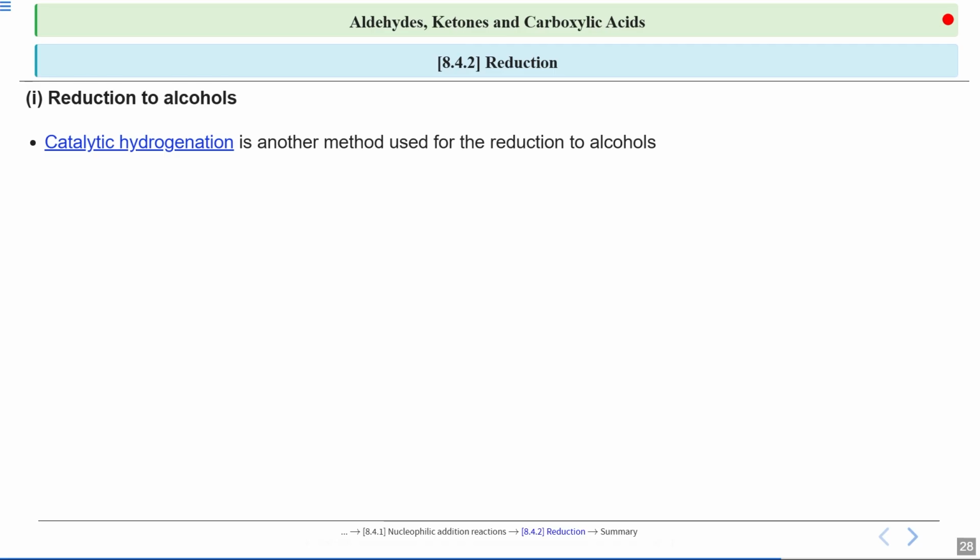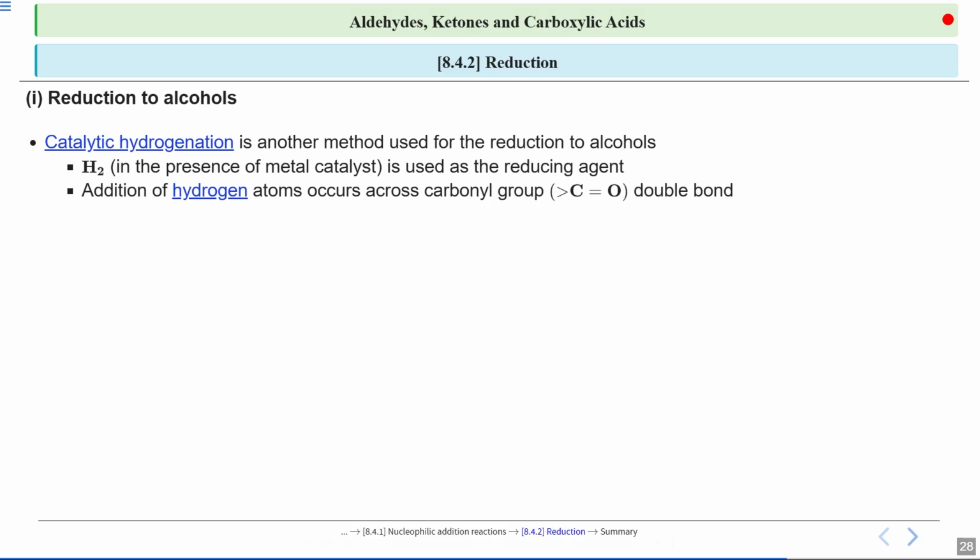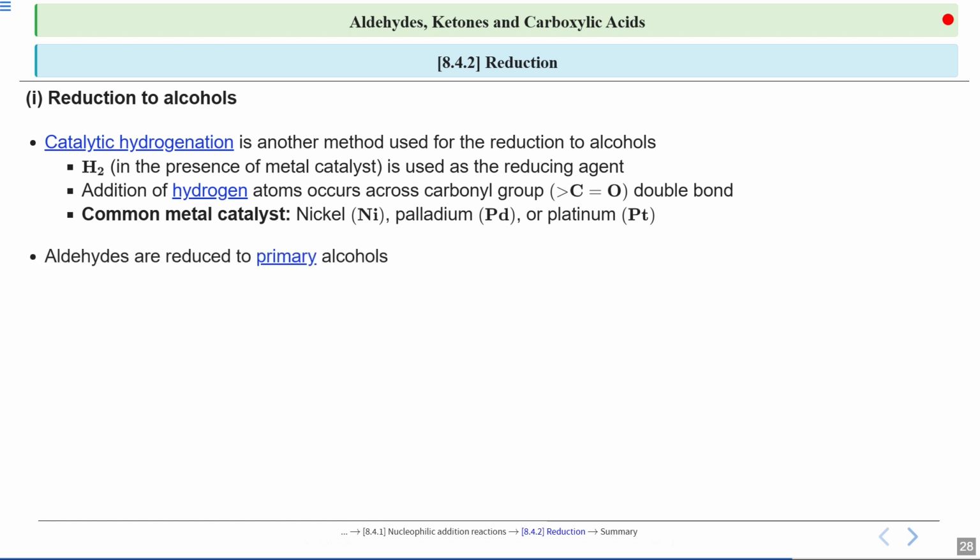Now, catalytic hydrogenation is another method which is used for the reduction of carbonyl compounds. In this, you use a catalyst to help the hydrogen molecule add to the compound. So hydrogen gas, which is H2, in the presence of a metal catalyst is used as a reducing agent. The addition of hydrogen atoms occurs across the carbonyl group, which is the C double bond O group. The common metal catalysts used in this process are nickel, palladium, and platinum. This helps to speed up the reaction without getting consumed in the reaction.